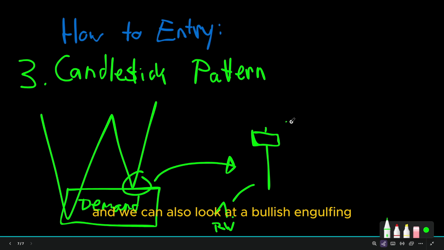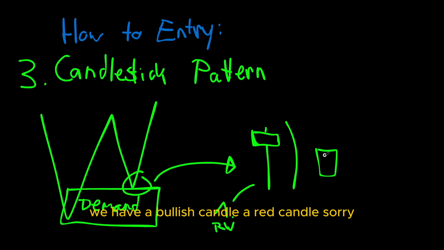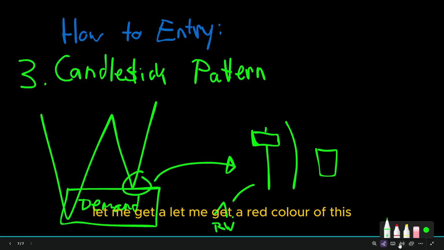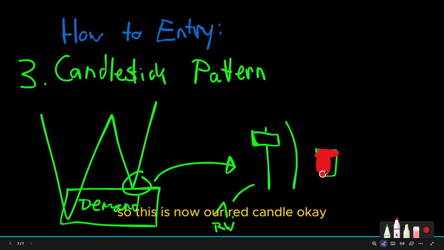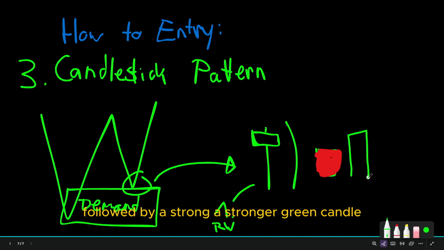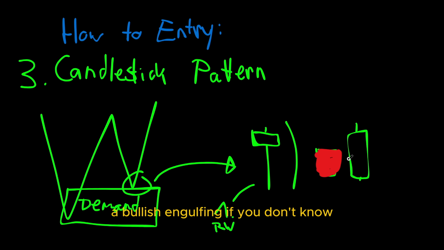And we can also look at a bullish engulfing. We have a bullish candle, a red candle, sorry. Let me get a red color for this. So this is now our red candle, okay, sorry for the bad drawing, guys. Followed by a stronger green candle. A bullish engulfing, if you don't know the pattern, is basically a red candle followed by a bullish candle which is closing above the candle's high and not closing below the candle's low. Okay, so the buyers in this period are showing that they are stronger than the previous period's sellers.